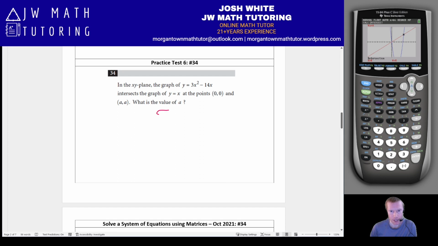So what's the value of a? It's just 5, because the point that it gives us back is 5, 5. So the correct answer for this one is just 5, and that's it.